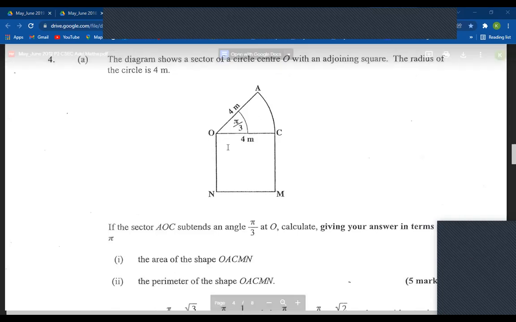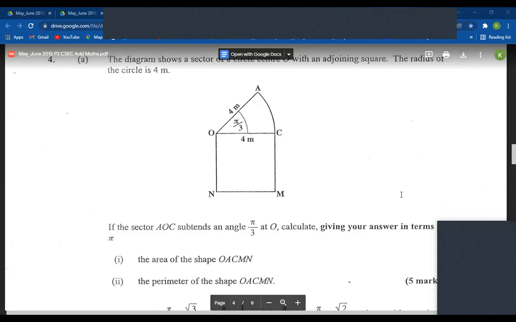Let me just tell you now, this time, they gave you a diagram. They don't give you a diagram all the time. That's why I told you it's helpful for this topic to do a little sketch first before you start your calculations, because they don't always give you the diagram. You need to figure it out yourself.